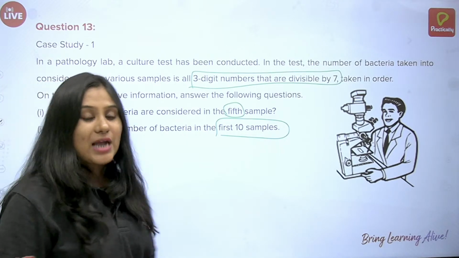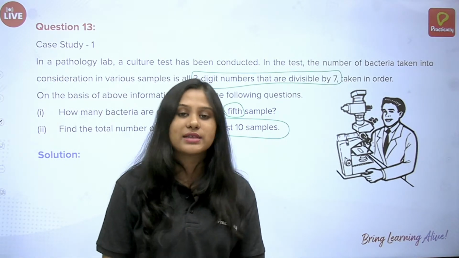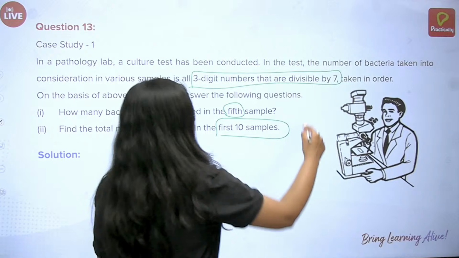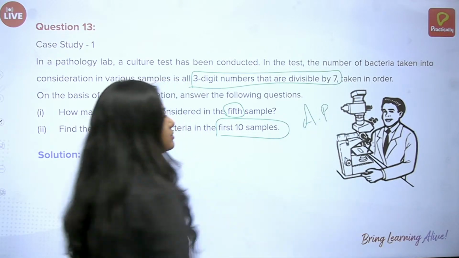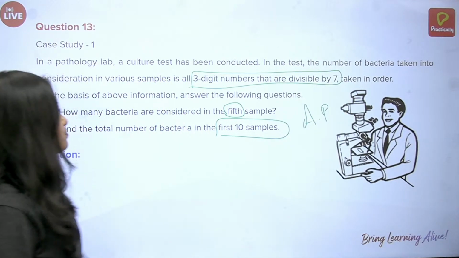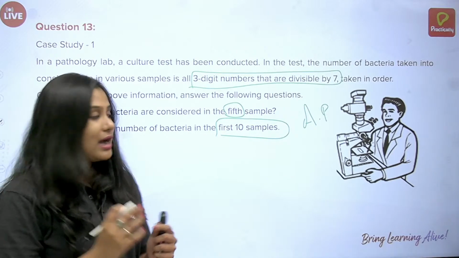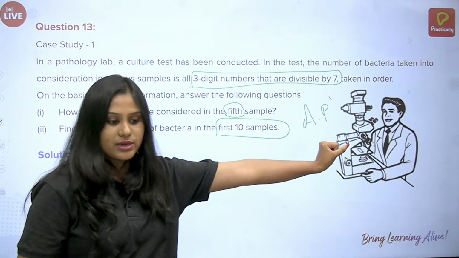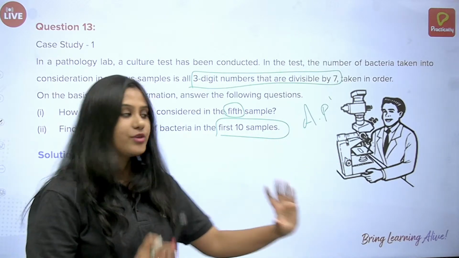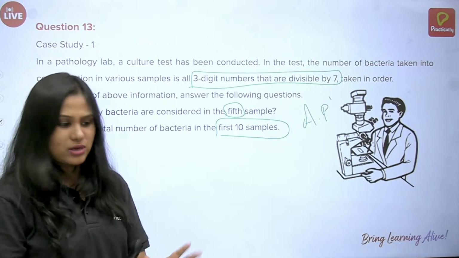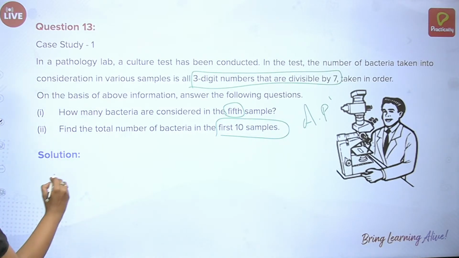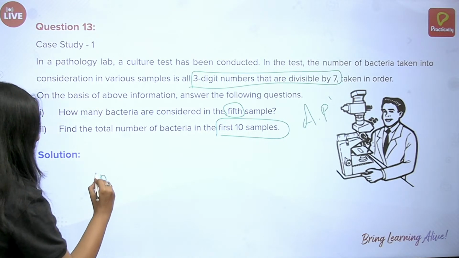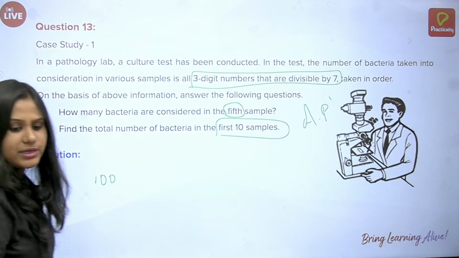So, from which chapter is the question? Arithmetic progressions, right? It's from the chapter AP. So, first thing, what do we have to do? We have to find the first 3-digit number which is divisible by 7. Alright? Don't get confused. I'll tell you a simple method how to do it. We know that the first 3-digit number is 100. Correct? The smallest 3-digit, I mean.